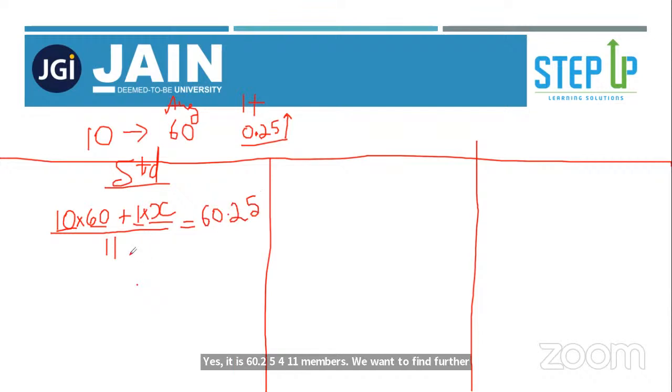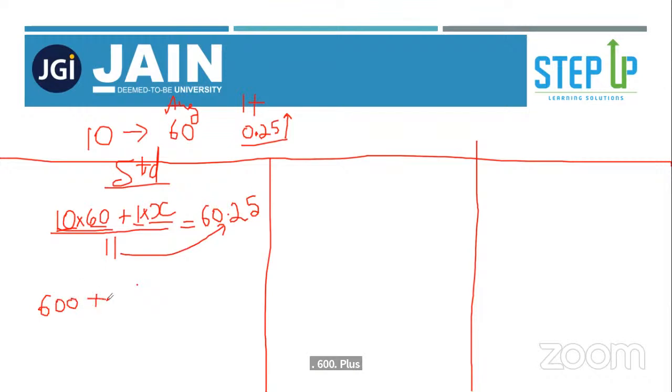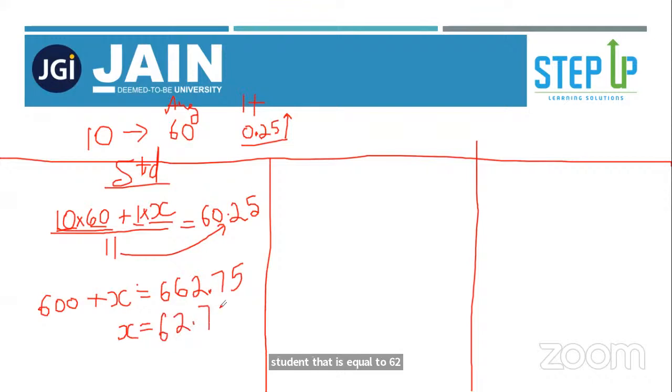So what we do now is just cross multiply. This is 10 into 60, 600. 600 plus X equals 662.75. Okay, so what is that X value? That means the new student's mark is equal to 62.75. Are you clear with that?